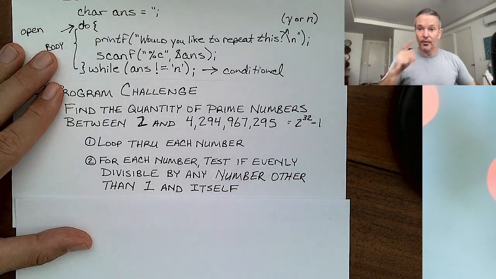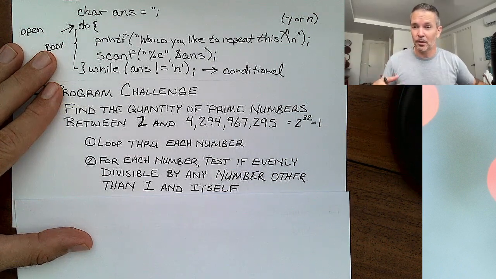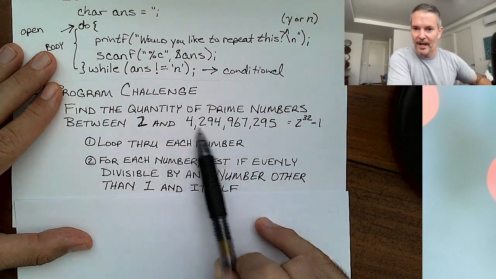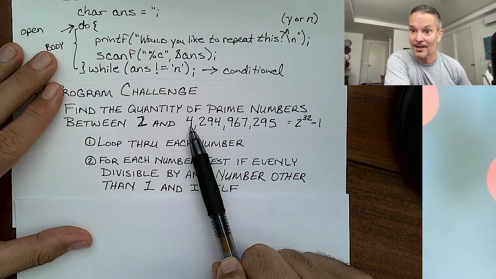Now, this program will take quite a while to run. Mine is still running right now. It's been running now for about 3 hours. If you don't have time for it to run for 3 hours, feel free to reduce this number. You don't have to find all the prime values all the way to 4 billion. You can make it to 1 million, say.